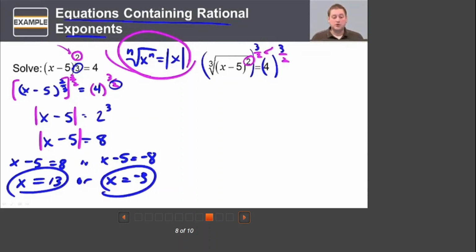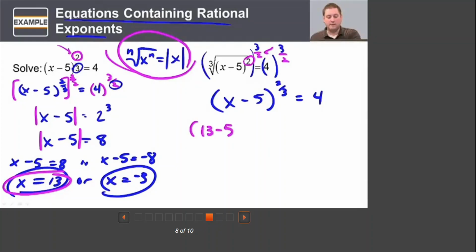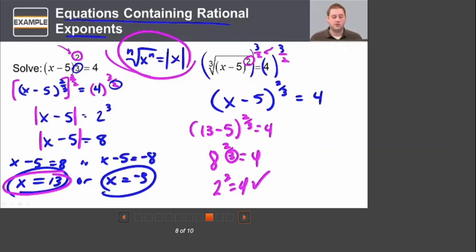So let's go back to the original equation and check. I have x minus 5 to the 2/3 power equal to 4. Starting with x equals 13, I'm going to get 13 minus 5 raised to the 2/3 power equal to 4. 13 minus 5 is 8. 8 to the 2/3 power should equal 4. Well, the cube root of 8 is 2, so I'm left with 2 squared equal to 4. And if you square 2, you will get 4. So we see that that's a true statement.